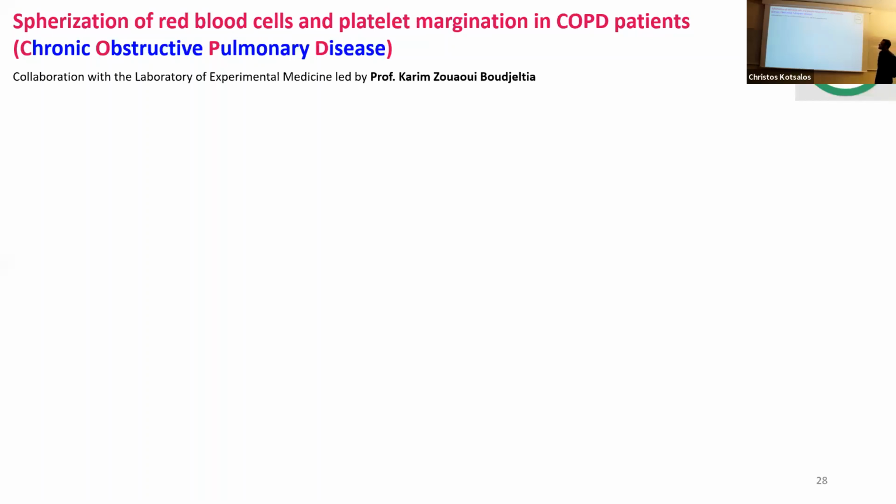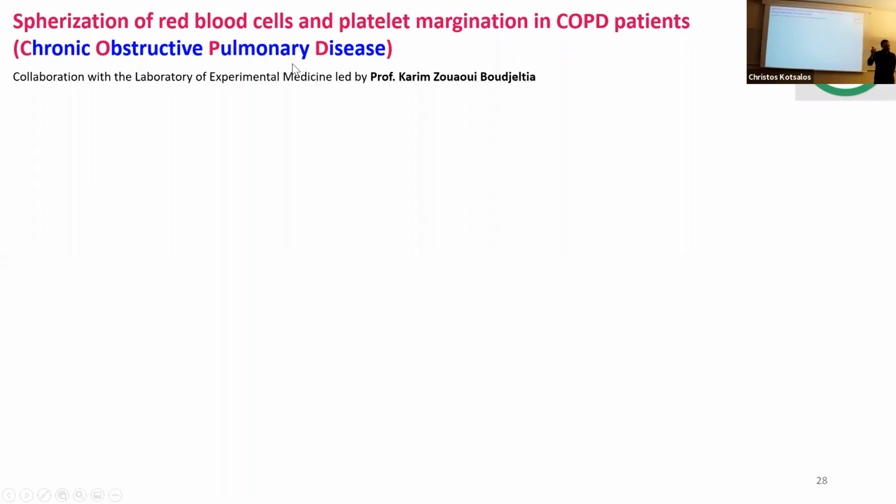So one of the first projects that we did was a collaboration with the Laboratory of Experimental Medicine led by Professor Karim Zouaoui Boujeldia. The title of this project was Spherization of Red Blood Cells and Platelet Margination in COPD patients. COPD stands for Chronic Obstructive Pulmonary Disease, and it is mainly linked to smoking. So smokers most probably at some point may develop COPD.